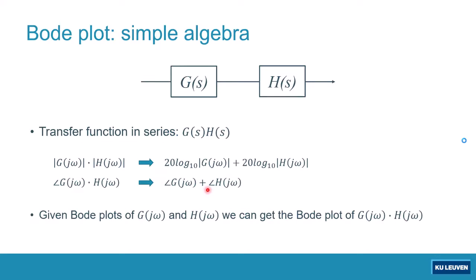Probably from this slide on forward, I will just mention G when I want to refer to G(j omega), and I will refer simply to H when I want to mention H(j omega), just to make the discussion easier. So in this case, what we can conclude is that, given both plots of G(j omega) and H(j omega), we can easily get both plots of G(j omega) times H(j omega), the plots of these two systems connected in series.